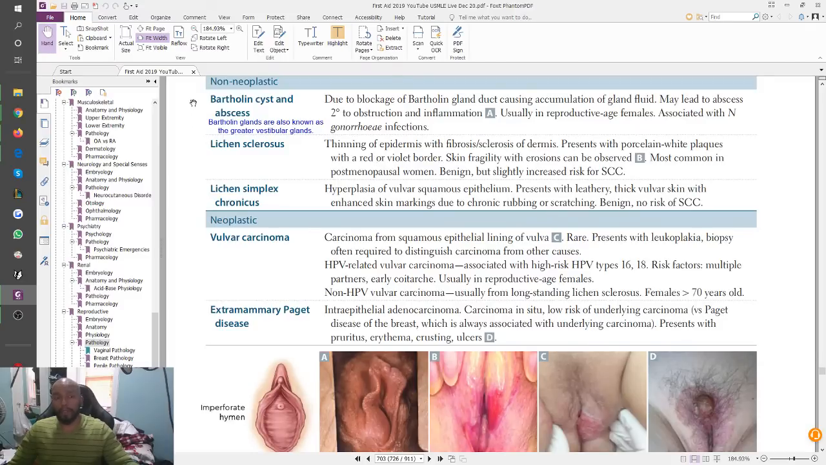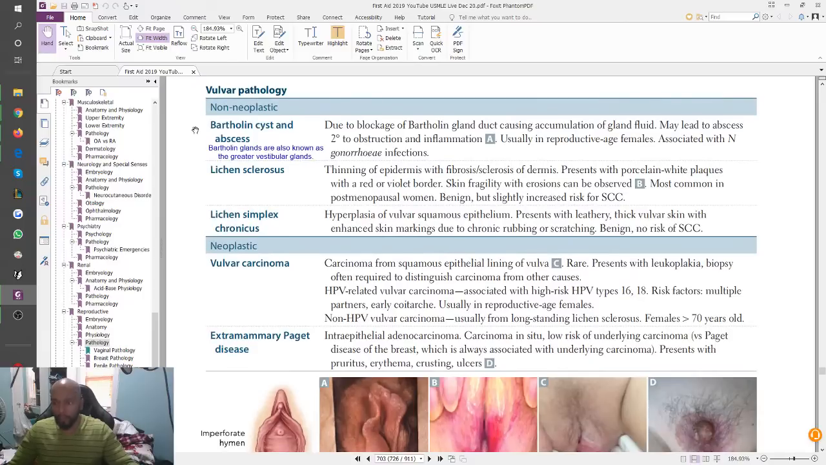One thing I do want to say though, with all the female pathologies, age is a huge differentiating factor. And we can already see that here, right? Reproductive age females are going to be the females that are age 40 and below. Lichen sclerosus, though, is going to be a postmenopausal woman, usually someone 40 or above, right? And the book told you that menopause usually occurs at age 51.